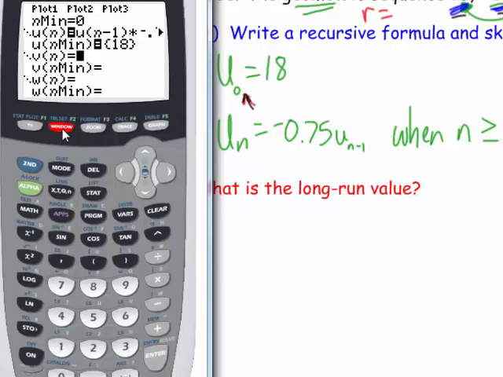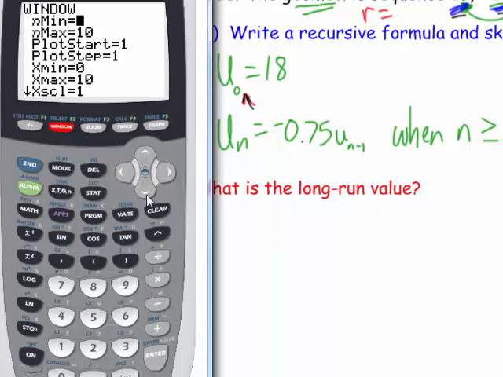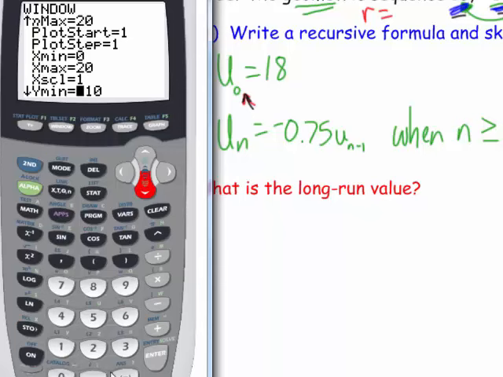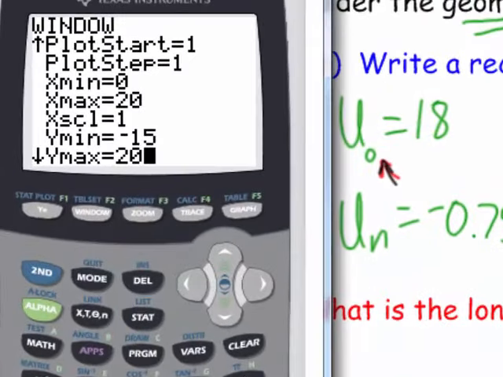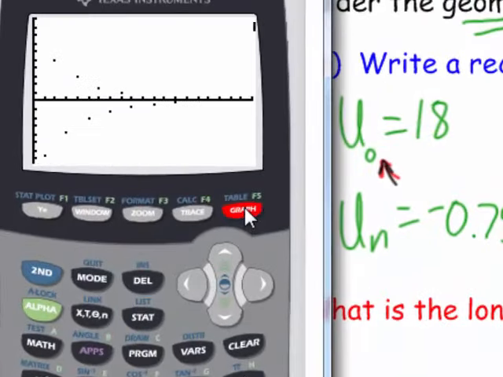Okay, and I'm going to go to my window, and we started at 0, went to 10, that's good. I might even bump it to 20 just so you can see some more numbers. And then I should do the same for my x, since that's also my n. And we're counting by 1s, that's fine. For y, we went down to negative 15, so we want to be able to see our second term, okay? And we went up to 20 on our y-axis. So let's go ahead and look at this on our window.